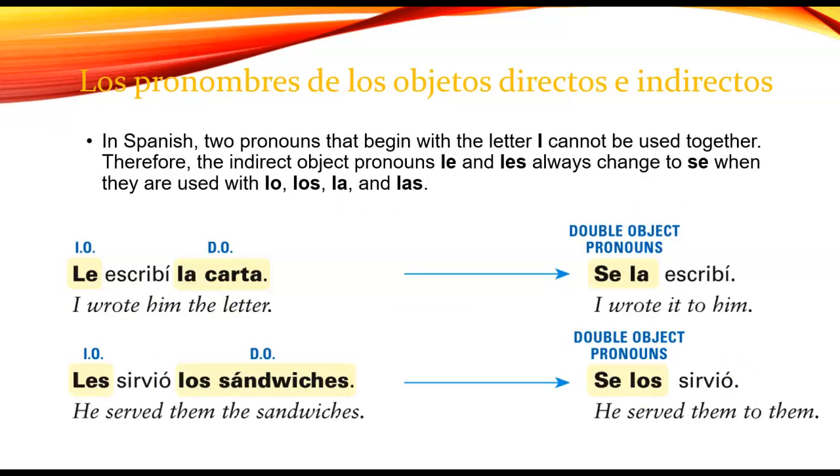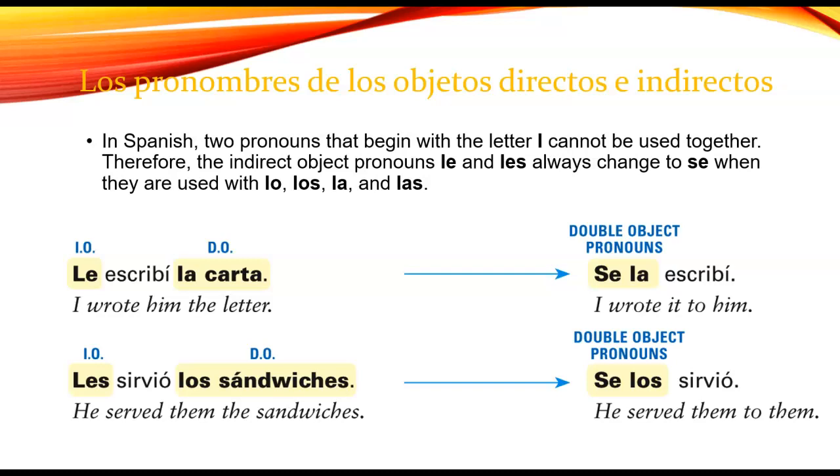Now in Spanish, two pronouns that begin with the letter L cannot be used together. In other words, they don't like to lay low. Okay? Neither do they lay la, or lay los, or lay las. Those double L's don't go together. So what happens is that the indirect object pronoun le or les changes to se when it comes in front of lo, los, la, and las.